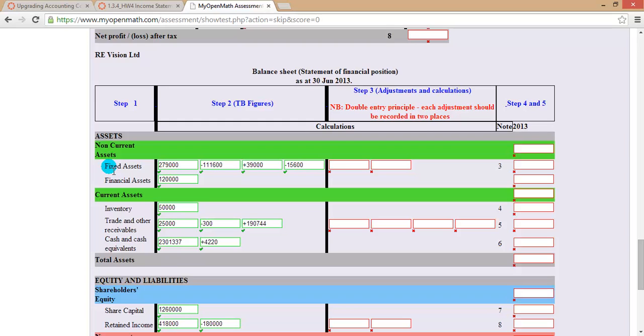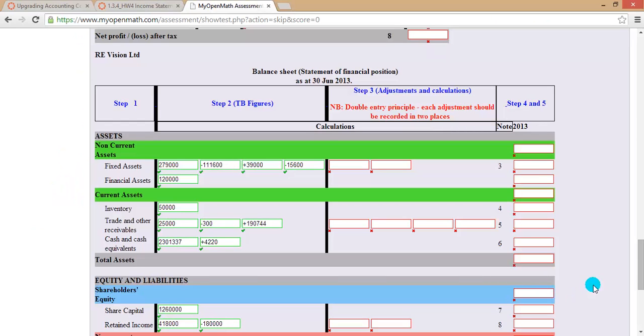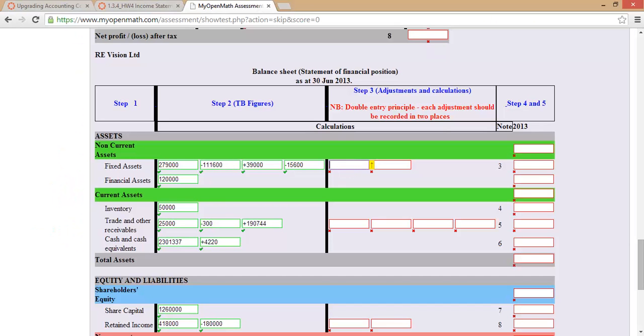So the asset line item that we're going to use is the fixed assets line item, and that is under the balance sheet, under the non-current asset section, the fixed assets line item. So if we go to my fixed assets, what needs to happen to the fixed assets? It needs to decrease. By how much? By 55,800 Rand. So we're going to say minus 55,800.